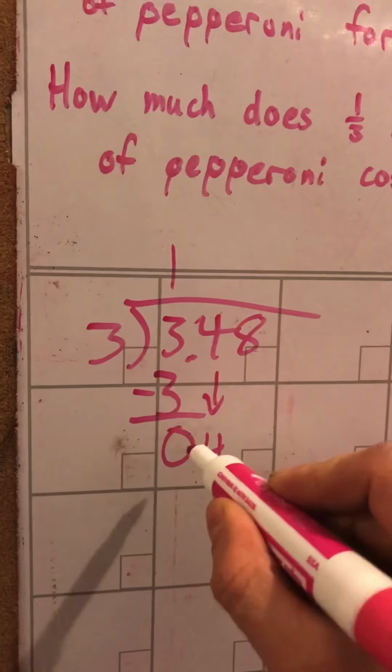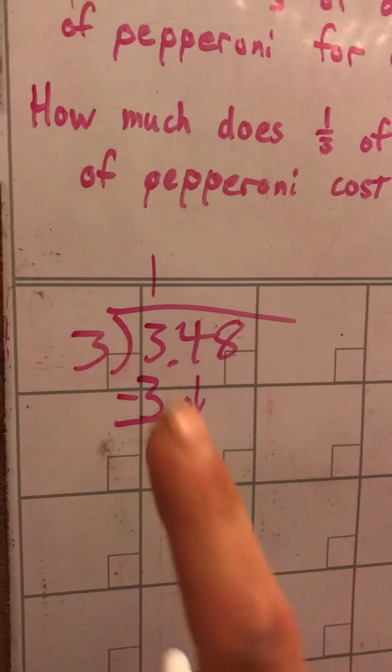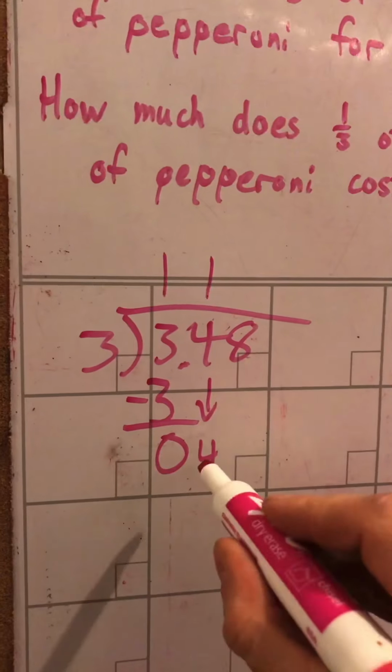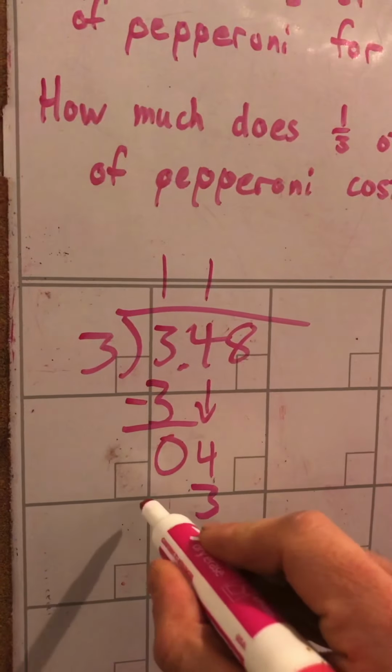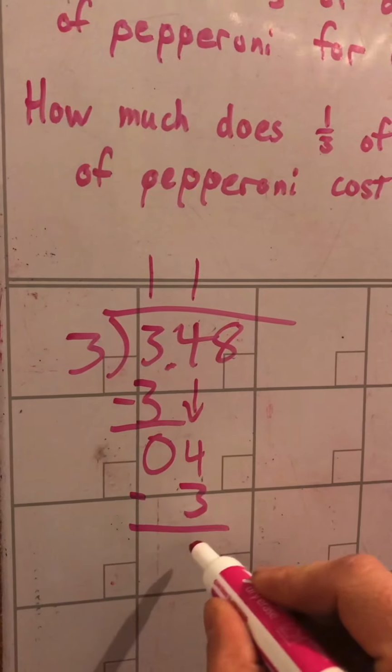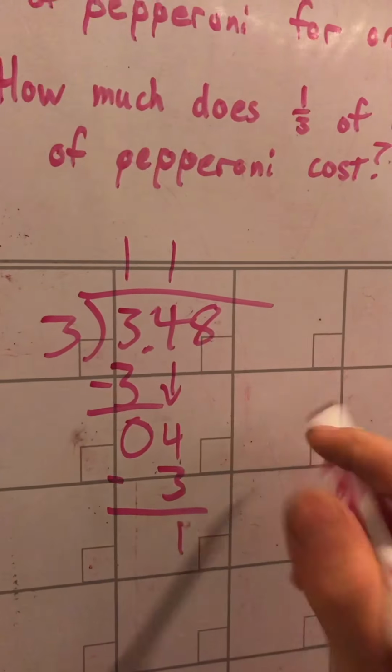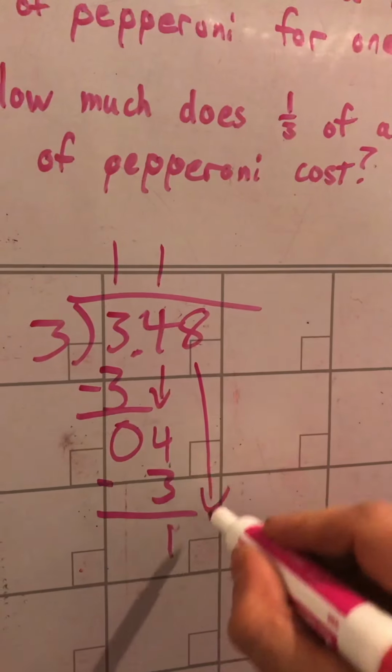How many times does 3 go into 4? Again, 1 time. What's 1 times 3? 3 again. But this time when we subtract 3 from 4, we get a remainder of 1. We'll have to bring down this 8 now.